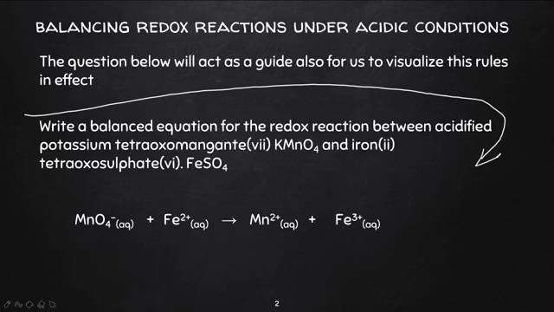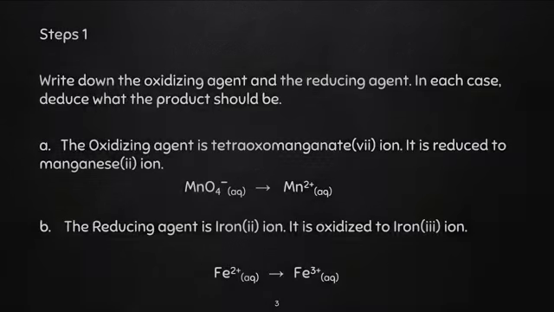Now the question is: write a balanced equation for the redox reaction between acidified potassium manganate(VII), KMnO4, and iron(II) sulfate, FeSO4. Now this is the equation for the reaction. If you look at it, this equation is not yet balanced. So I'm going to show the step-by-step procedure for balancing this equation. So now let's just start.